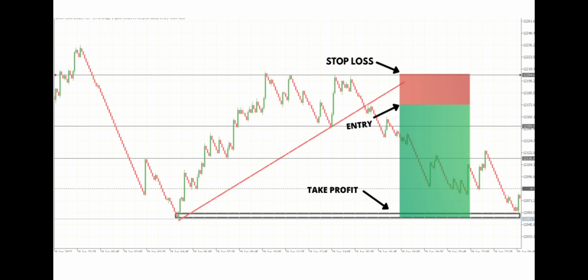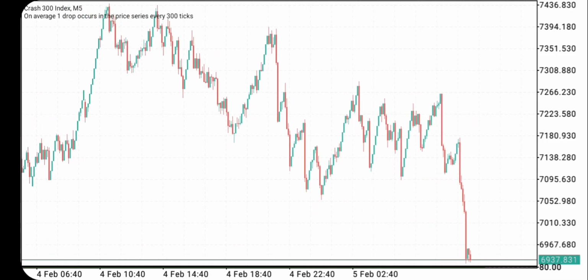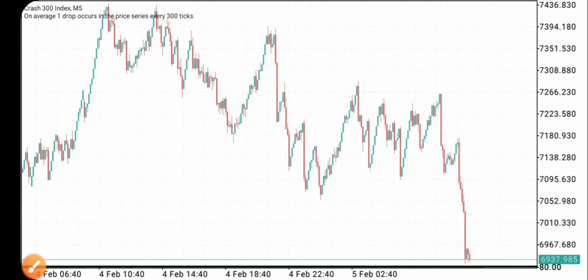So in today's video, I'm going to be showing you the tips and tricks on how to trade Boom and Crash using the 5 minutes time frame, sniper entries, scalping strategy. Okay, so if you look at your charts like this, you see nothing but only confusing moving candlesticks.